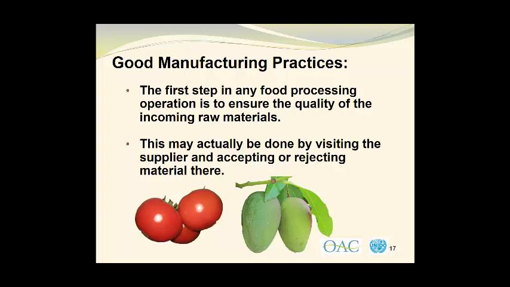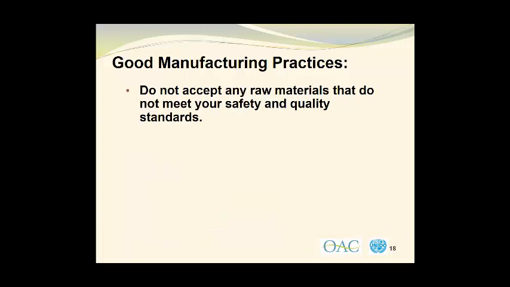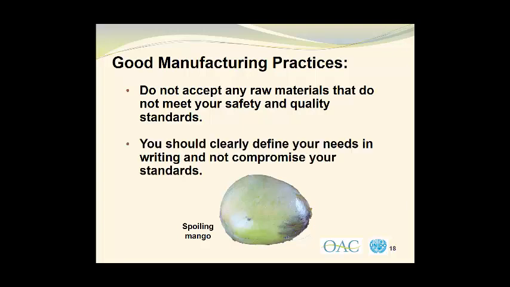This may actually be done by visiting the supplier and accepting or rejecting the material there on site. Do not accept any raw materials that do not meet your safety and quality standards. Here we have a mango that is spoiling. You should clearly define your needs in writing and not compromise your standards in any way.